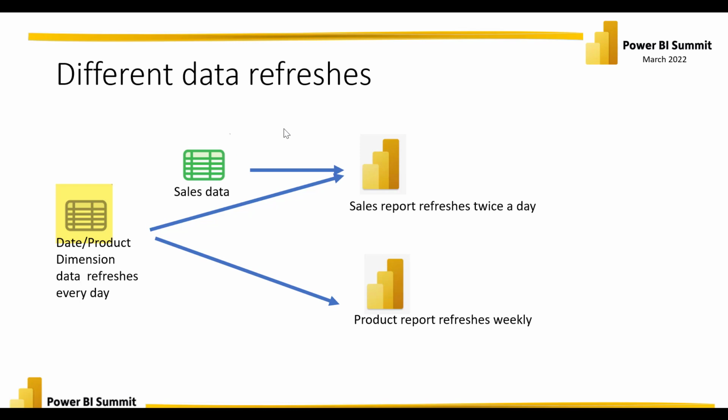you can schedule different refreshes as well. So you have the data flow which refreshes every day, and sales report can refresh twice a day if there are some sales targets that need to be achieved, and product report can be refreshed only weekly, where product data doesn't change on a daily basis, it can change on a weekly basis. So these are the different use cases that we can use for data flows.